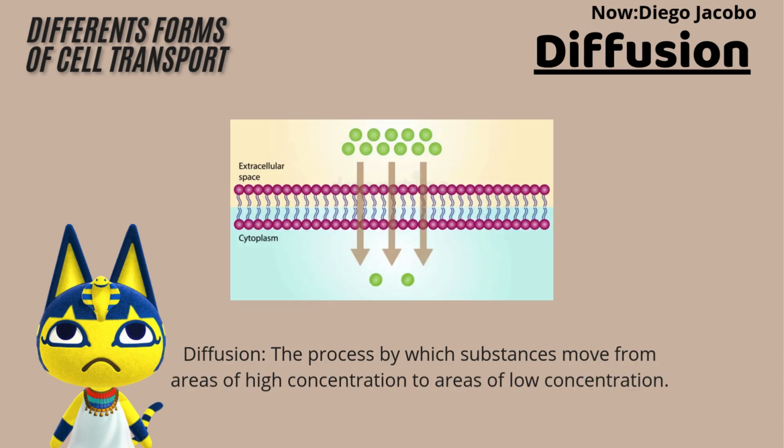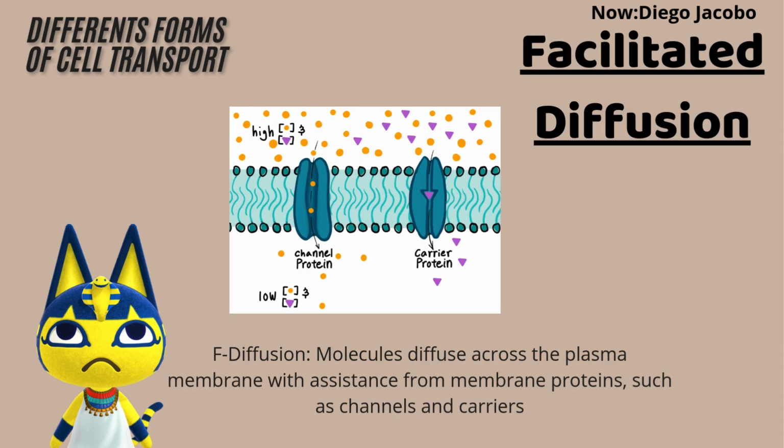Diffusion. Diffusion is the process by which substances move from areas of high concentration to areas of low concentration. Facilitated diffusion. In this diffusion, the molecules diffuse across the plasma membrane with assistance from membrane proteins such as channels and carriers.